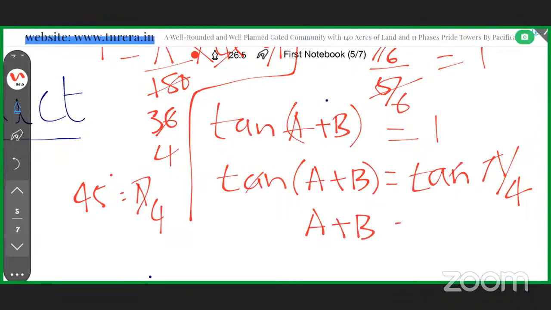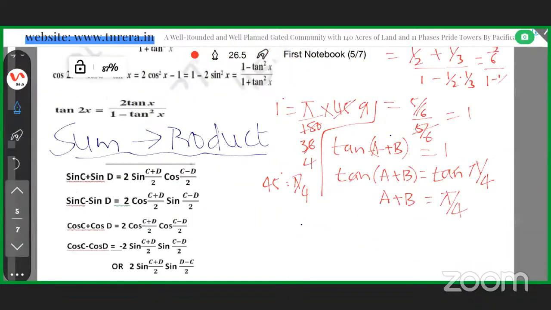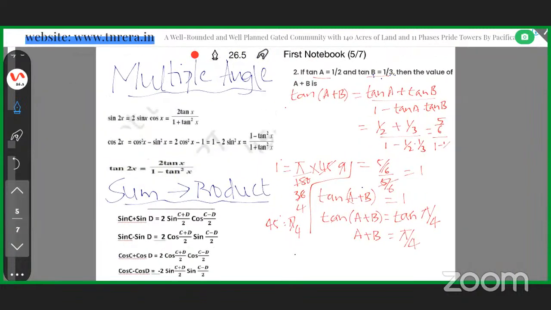Do you understand this problem? So we have done the problem: if tan A is equal to 1 by 2 and tan B is equal to 1 by 3, what is the value of A plus B? We use the formula tan of A plus B is equal to tan A plus tan B divided by 1 minus tan A into tan B. Tan A is already given as half, plus 1 by 3. We substitute the values, simplify, and get the answer. Okay, go to the next problem, dear students.